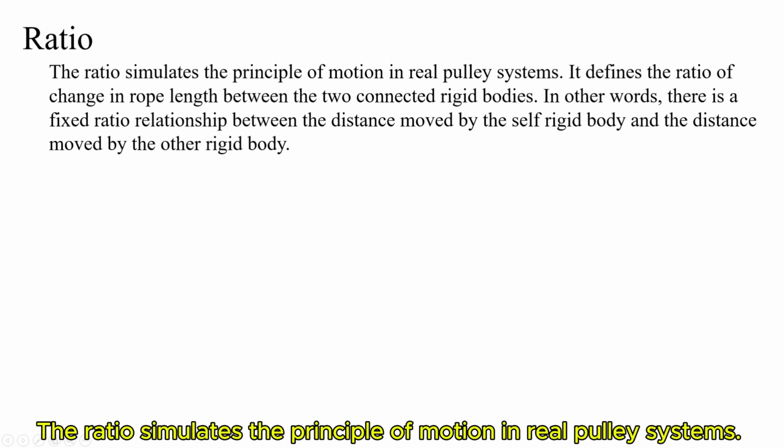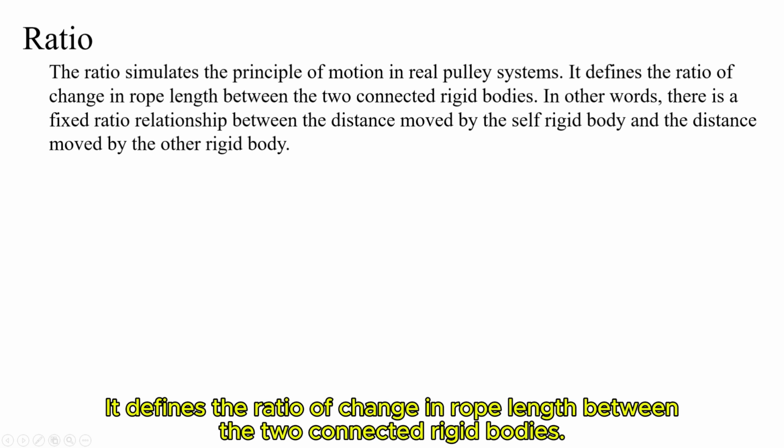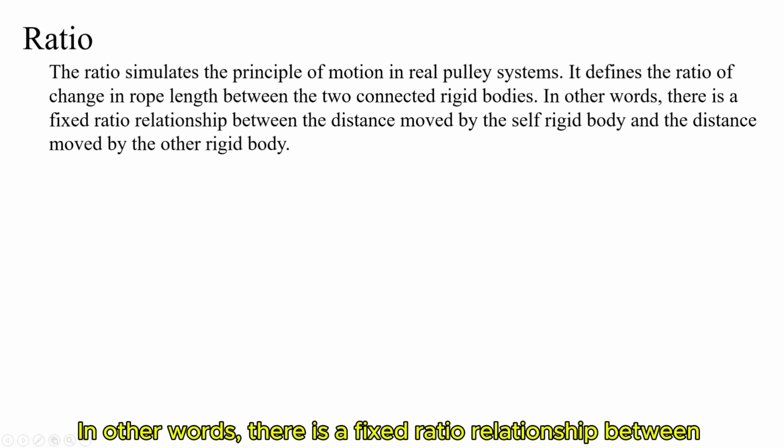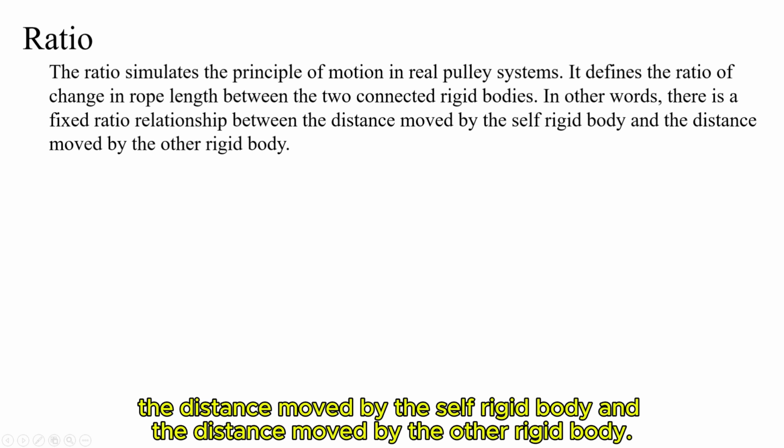The ratio simulates the principle of motion in real pulley systems. It defines the ratio of change in rope length between the two connected rigid bodies. In other words, there is a fixed ratio relationship between the distance moved by the self-rigid body and the distance moved by the other rigid body.